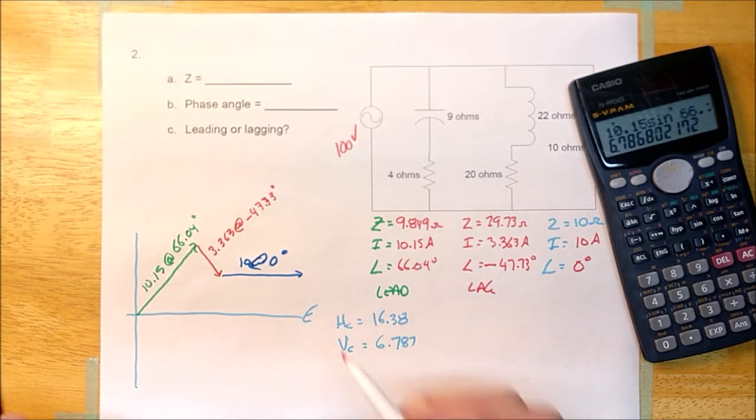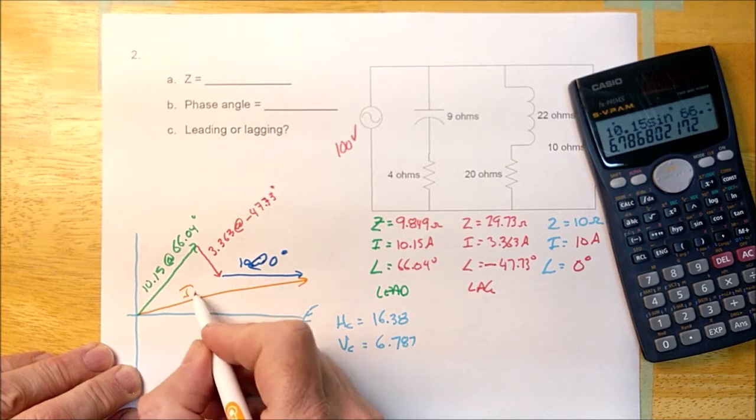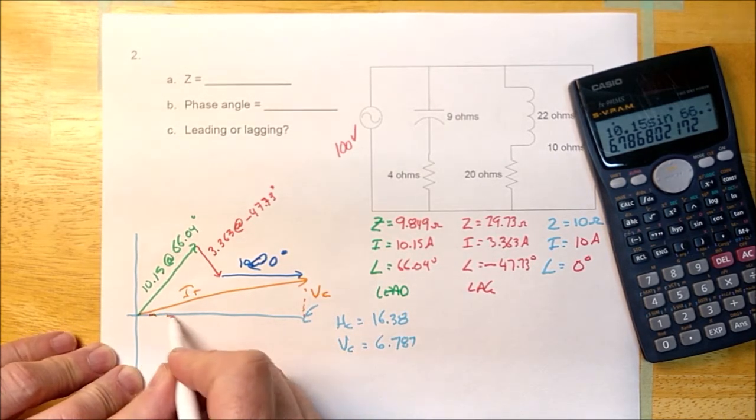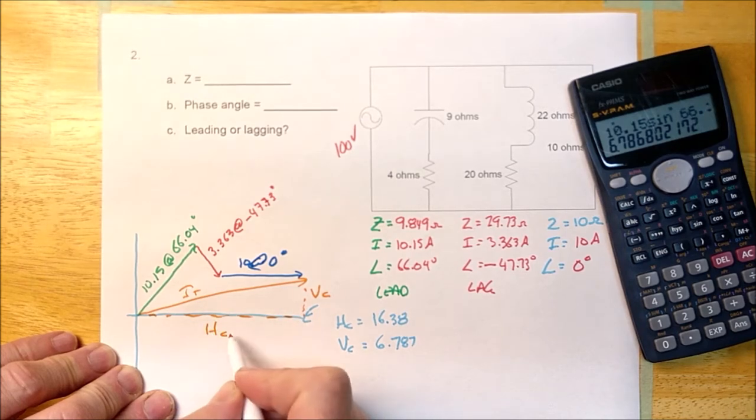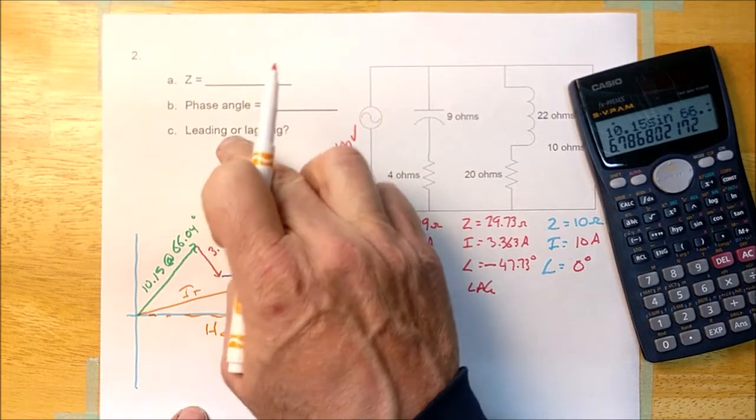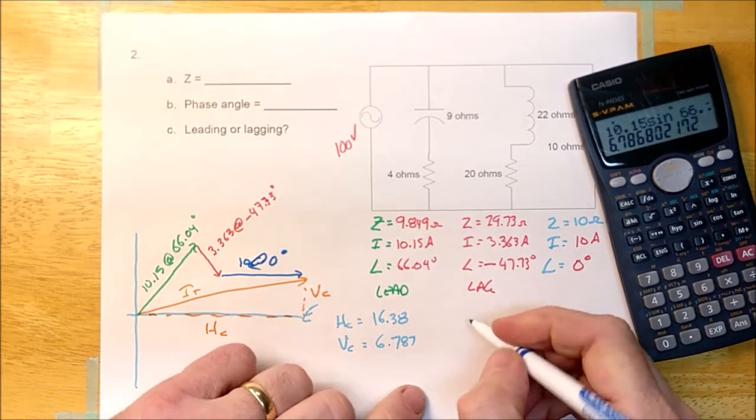Okay. Total circuit current, I total, vertical component, horizontal component. Okay, so you can see what it looks like there. You're going to need that to figure out whether it's leading or lagging, basically. Or at least it's going to help. I'm going to calculate I total right over here.